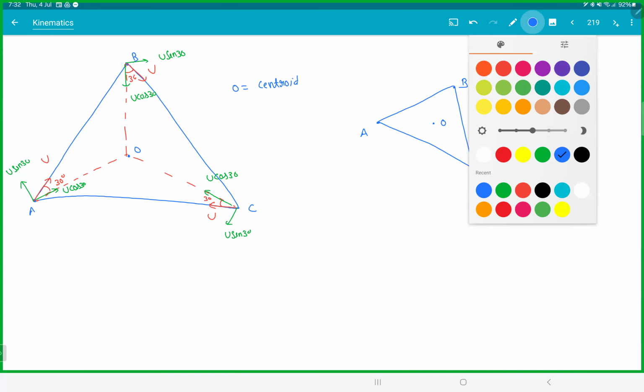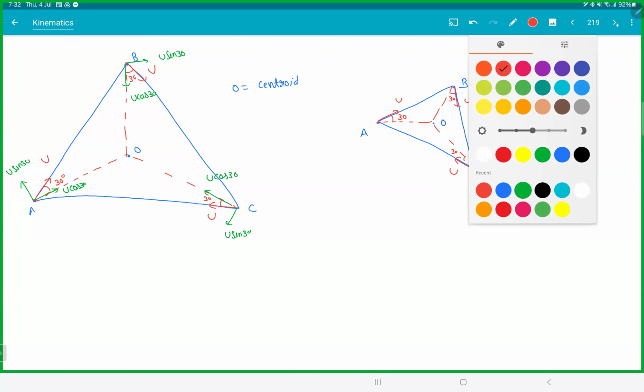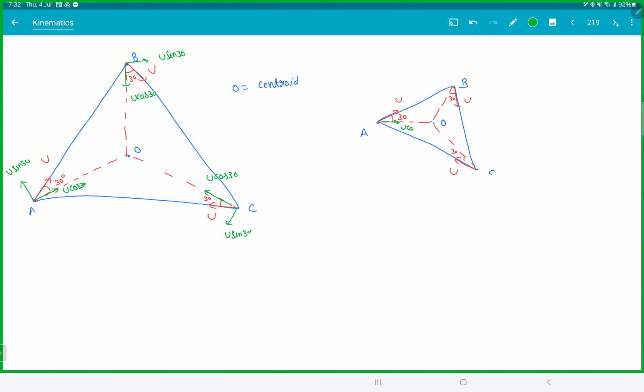ABC have rotated a bit, but you will notice this is going with you and this angle is 30. This is going with you, this angle is 30. This is going with you, this angle is 30. If you look at the components, you will notice this is again u cos 30, this is u sin 30. Did you notice something? What are the two velocities doing? What is u cos 30 doing?